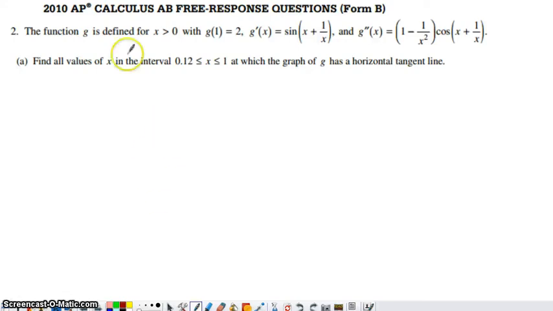So here's some solutions to a question from the 2010 AB exam, Form B. Problem number 2 here was a calculator question, so we'll definitely be making use of the graphing calculator several different times as we try to produce the solutions for this.